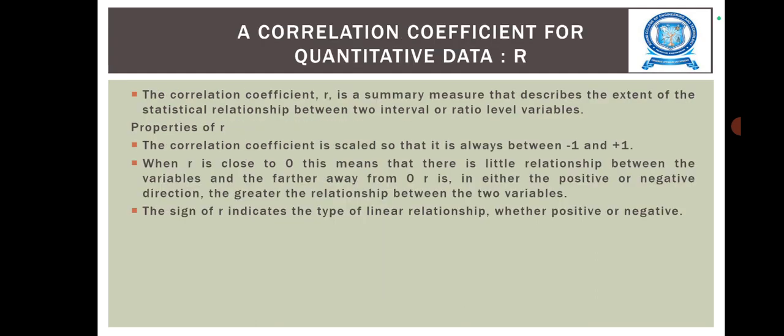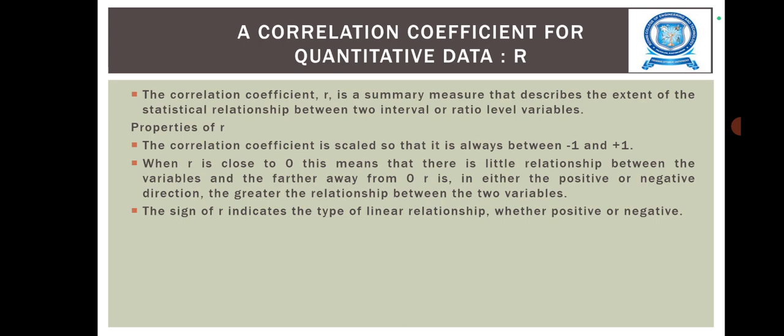The next one is the correlation coefficient r. It is a summary measure that describes the extent of the statistical relationship between two interval or ratio level variables. Here we have some properties of r. The correlation coefficient is scaled so that it is always between -1 and +1. When r is close to 0, this means that there is little relationship between the variables, and the further away from 0 in either the positive or negative direction, the greater the relationship between the two variables.